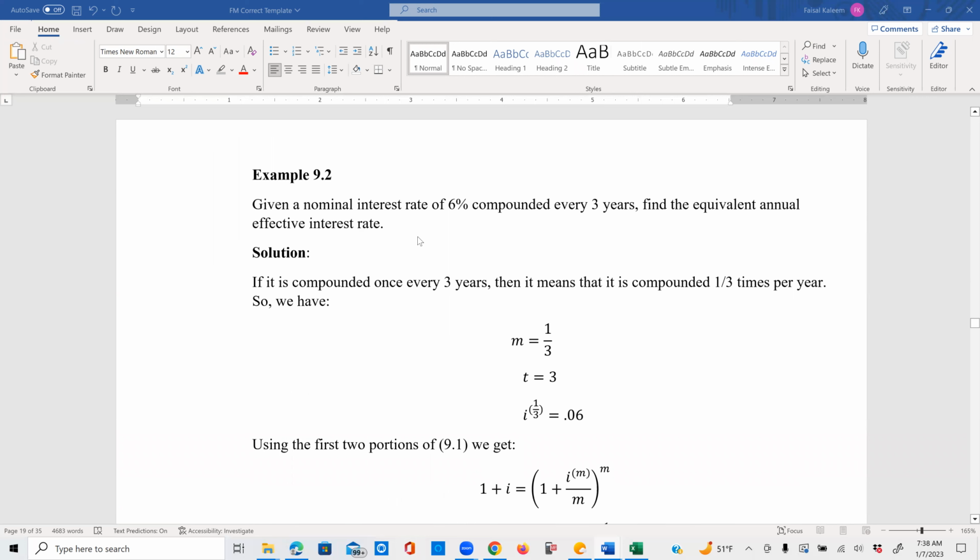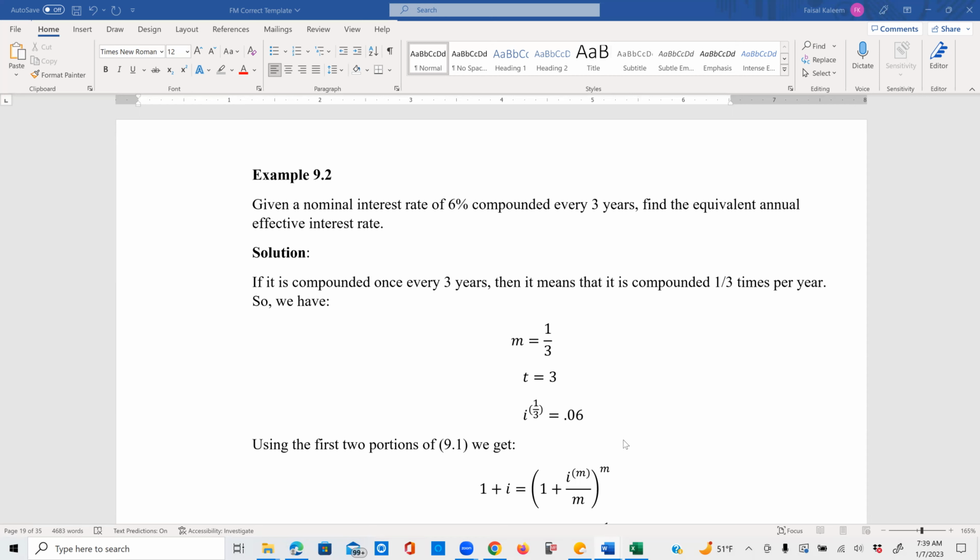Given a nominal interest rate 6% compounded every 3 years, find the equivalent annual interest rate. So remember, m is the number of compoundings per year. And so if it's compounded every 3 years, then it means that 1/3 compounding takes place every year. So in this case, m is equal to 1 over 3. t is 3. t is the number of years. And i^(1/3) would be the 6%, 0.06.